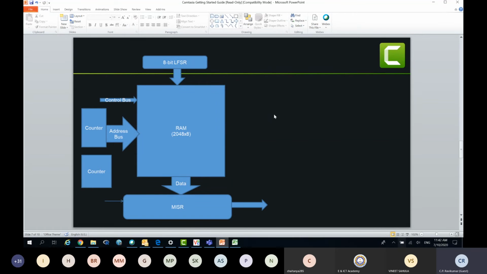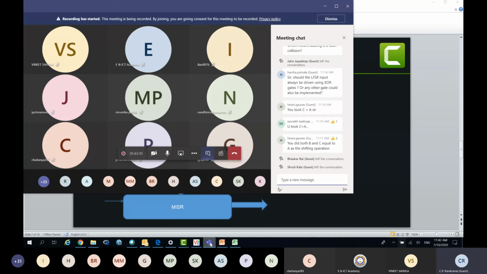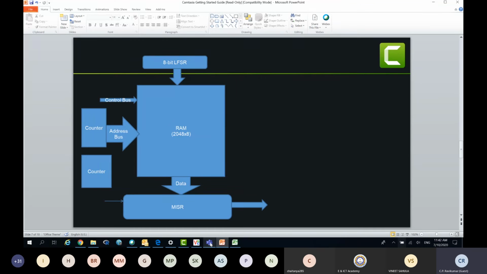So you can all think about how to test a memory. That is an exercise I'm giving you today. So think about it. Okay.